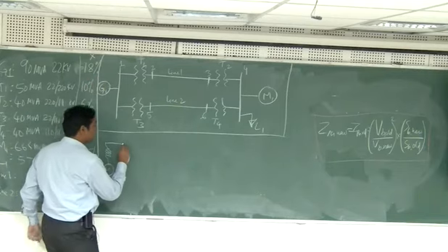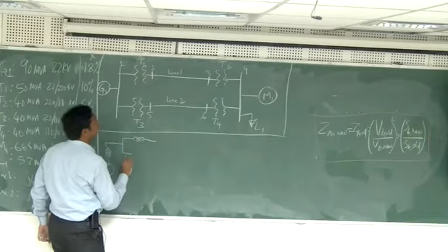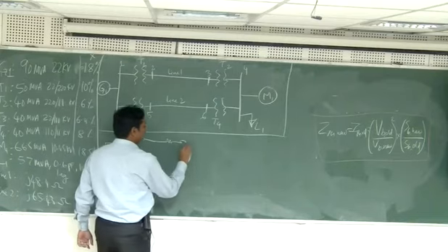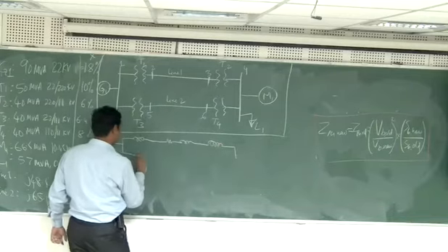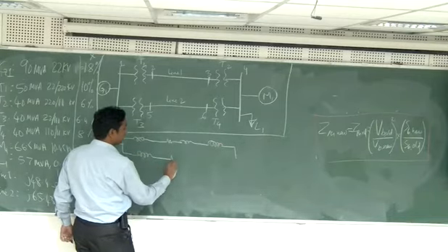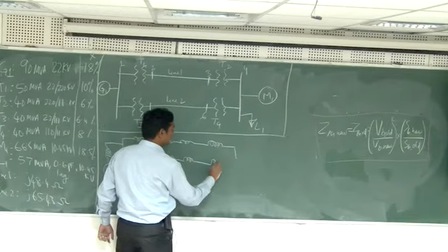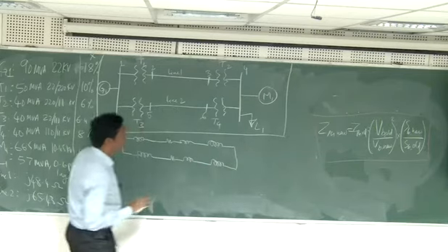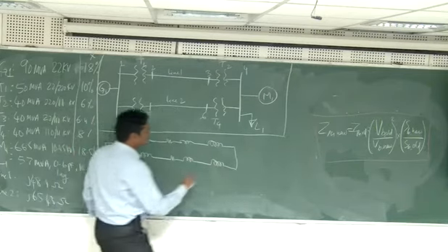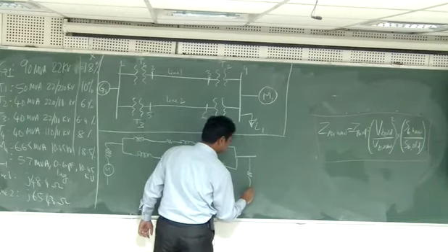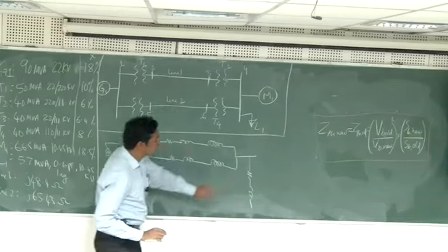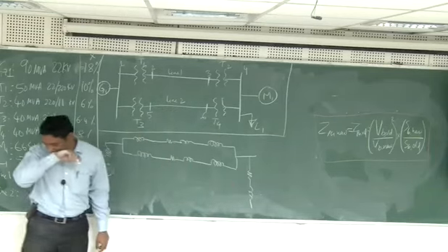Then I'll have two paths. This is transformer T1, line L1, transformer T2. Then this is transformer T3, line L2, transformer T4, and then there is a load. So the load can be something like this. This is my load, and then there is a motor.